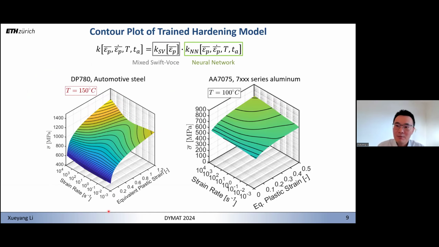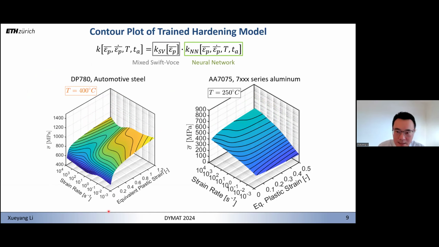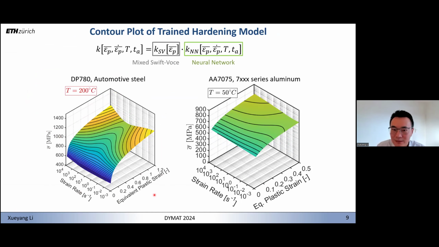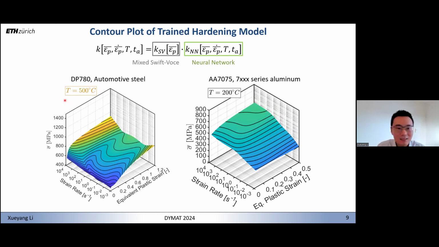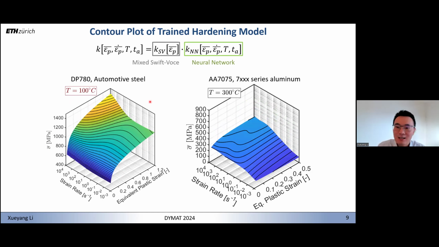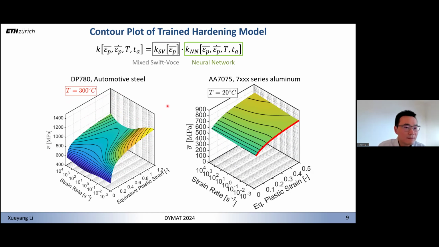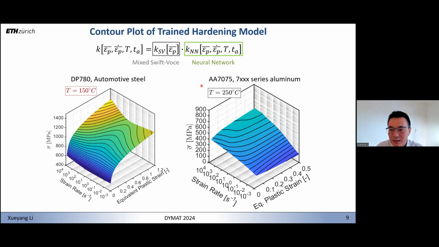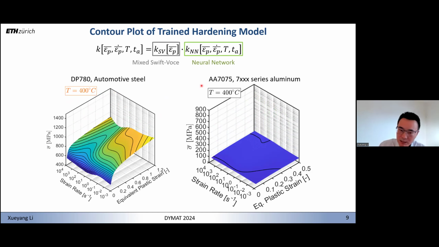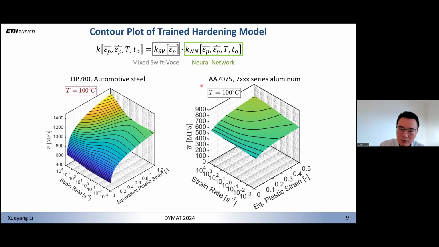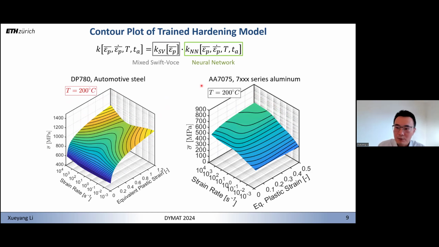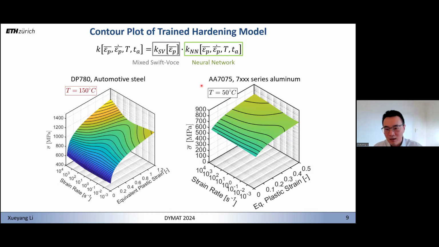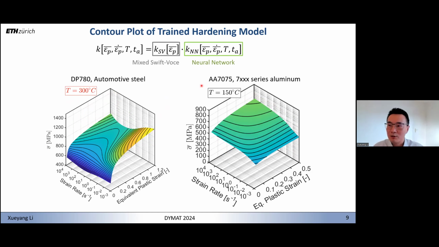Now that we have trained our hardening model, we can easily visualize it in 3D. Here I plot the flow stress as a function of strain rate and equivalent plastic strain for selected temperatures, starting from room temperature to higher temperatures. On the left-hand side is the hardening curve of DP780. On the right-hand side is the hardening response of 7000 series aluminum. Despite the difference in the material and microstructure, with completely different hardening responses, we can use the same framework to model it. And neither of these materials can be modeled using the Johnson-Cook model.